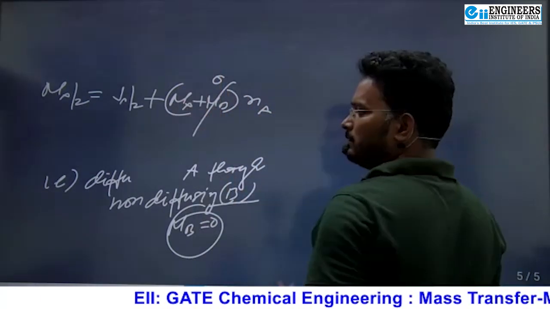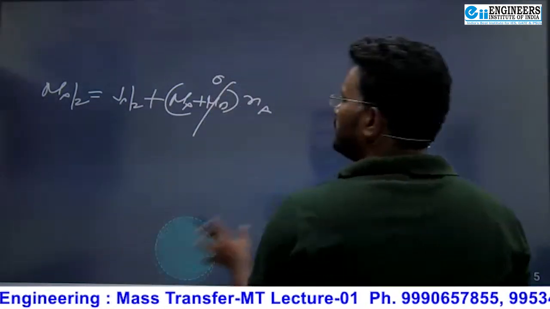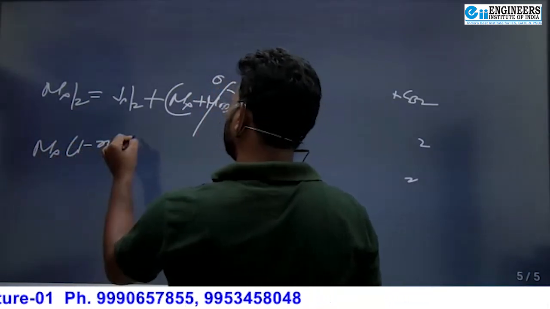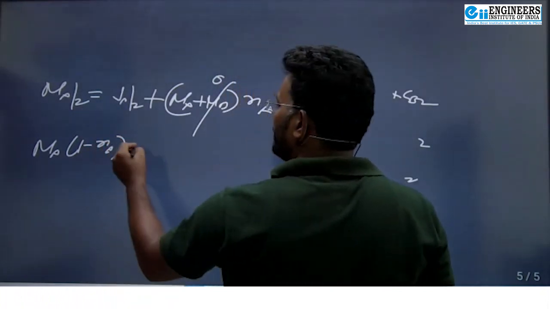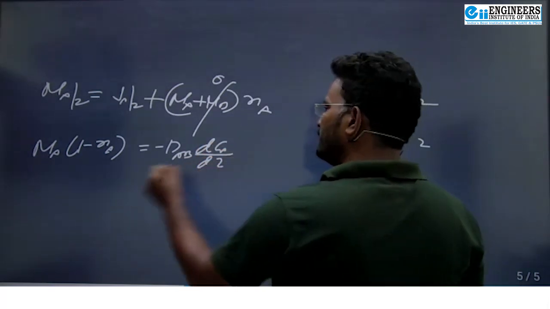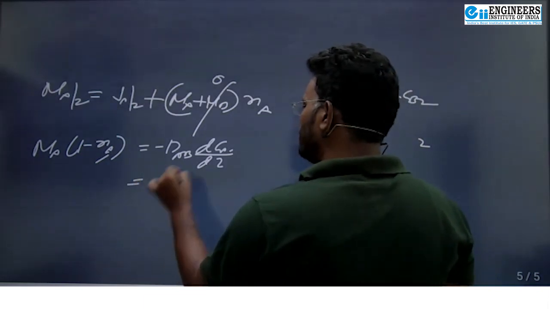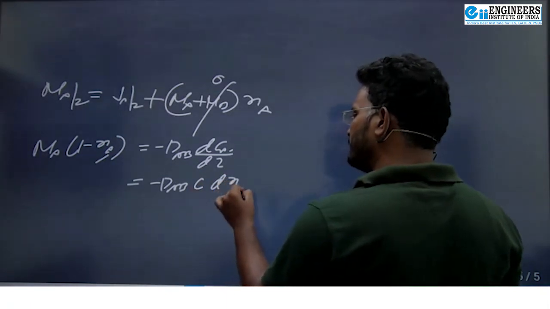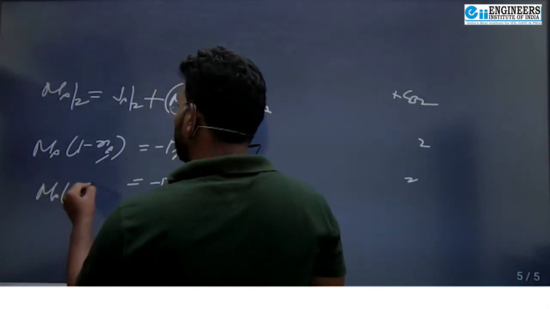NB is 0 here. Now जहाँ भी हमने XA लिखा, I can write YA. That's up to you. So I can write here NA at any location into 1 minus XA, and this is equal to minus DAB into dCA upon dZ. सिंस ये X है ये CA है, I should change the same, so minus DAB into, I can write C equal to XA into CT, then I can write here into dXA upon dZ. Am I right? Any problem? This is the general equation I have written.